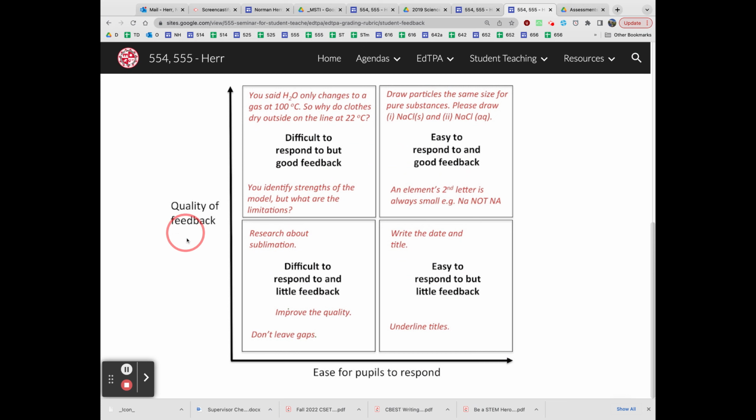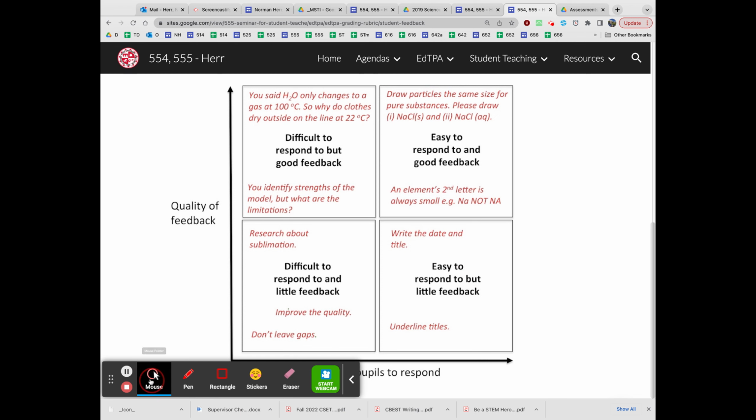If something is very easy to respond to, but little feedback, this is something like, just write the date in the title. Okay, that's not terribly meaningful. Whereas if you have something more like this, like draw particles the same size for pure substances, it's giving a very specific type of feedback. These are the kind of feedback you want to provide your students. So in these 2 categories up here, you don't want just really simple stuff like dot your I's and cross your T's. So feedback is going to be really important.